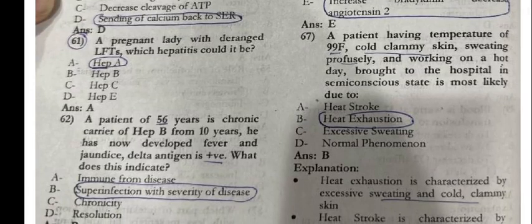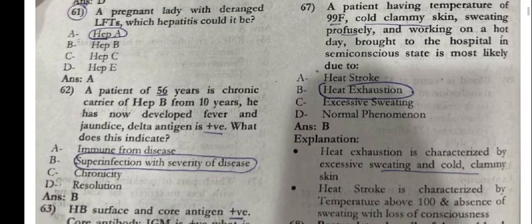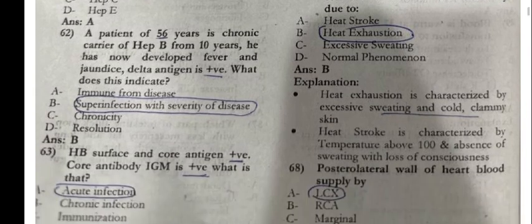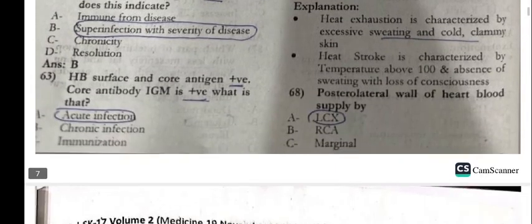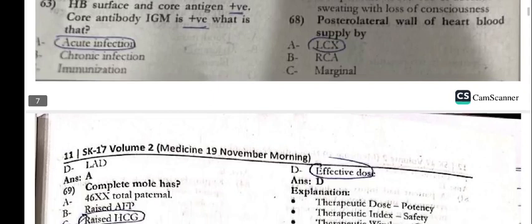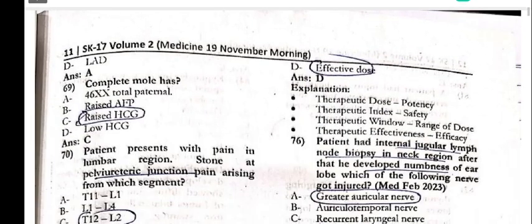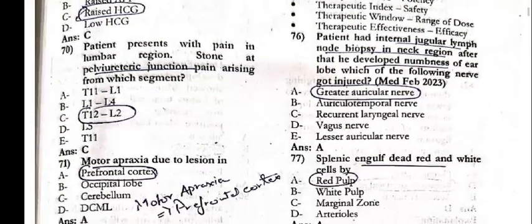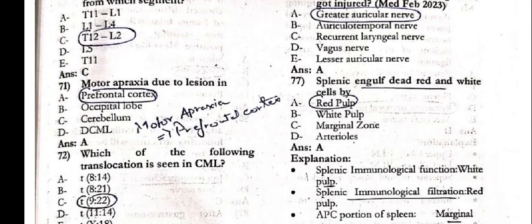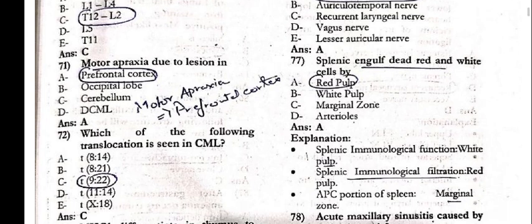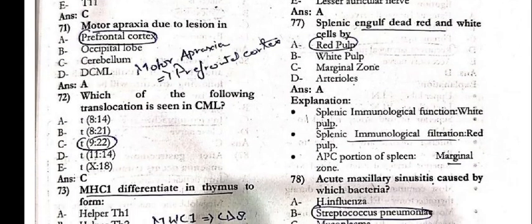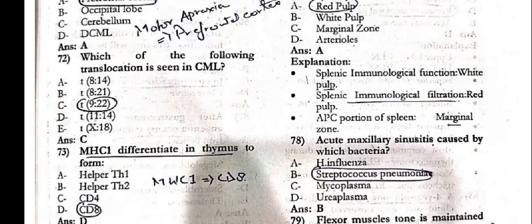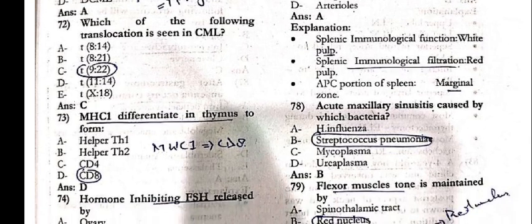The patient having a temperature of 99, cold clammy skin, sweating profusely, and working on a hot day, brought to the hospital in a semi-conscious state, is most likely due to heat exhaustion. Next, the posterolateral wall of the heart is supplied by the left circumflex artery. Complete mole has raised HCG. Patient presents with pain in the lumbar region, stone at the pelvic ureteric junction, pain arising from which segment? The T12 to L2. Motor aphasia is due to a lesion in the prefrontal cortex. Which of the following is the translocation seen in CML? That is the 9;22.